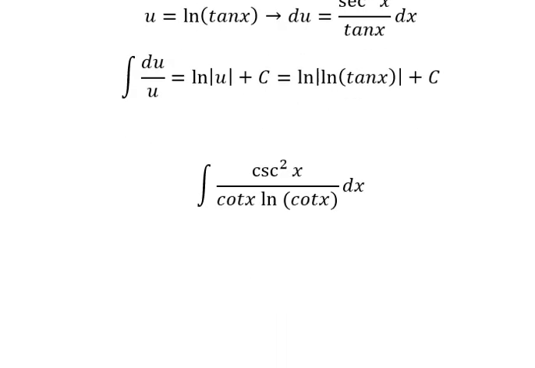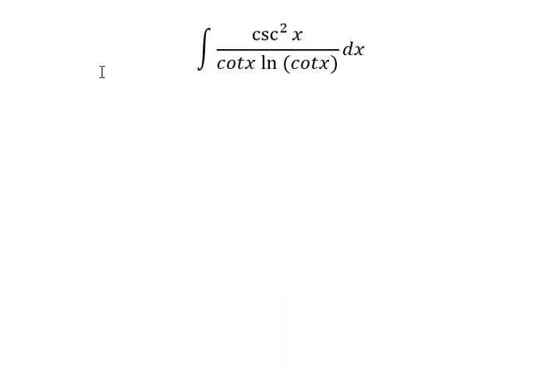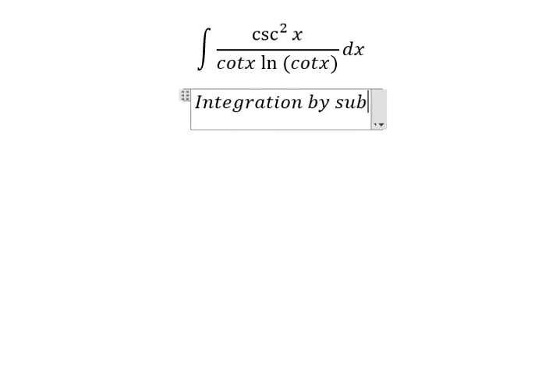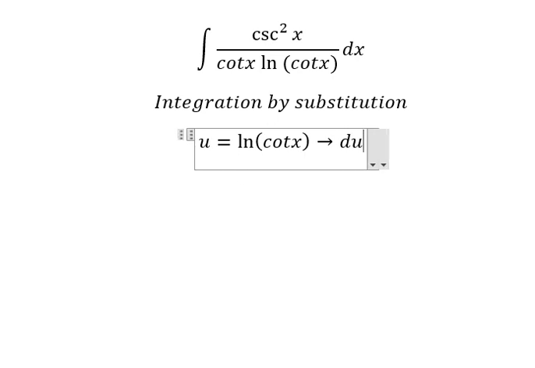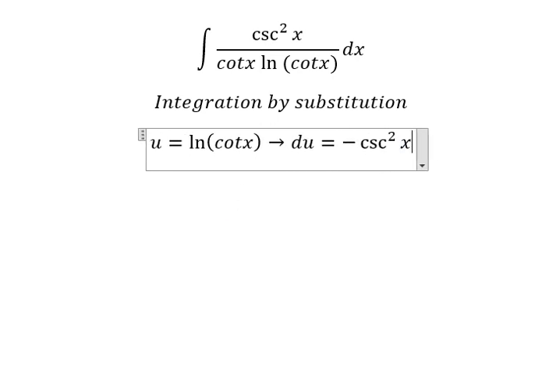Now let's go to the second one. So we can use integration by substitution. So I will put u equal to ln of cot x. After that, we need to take the first derivative of both sides, and we have it like this.